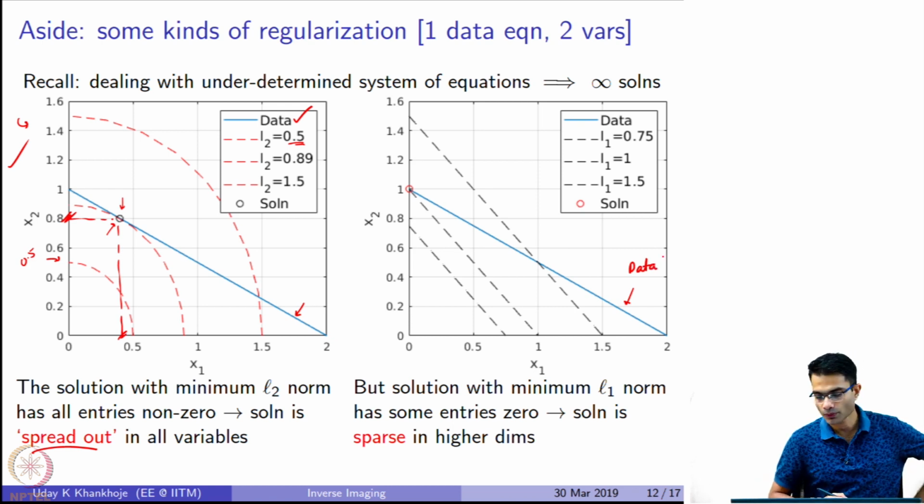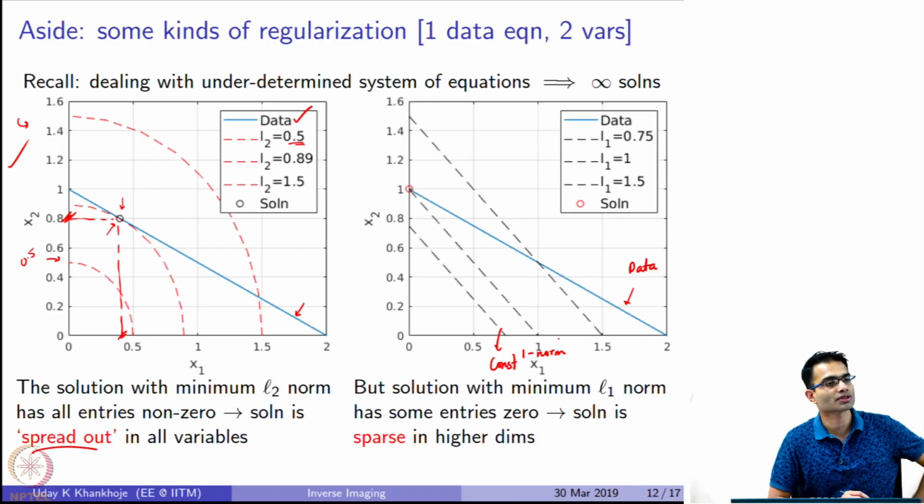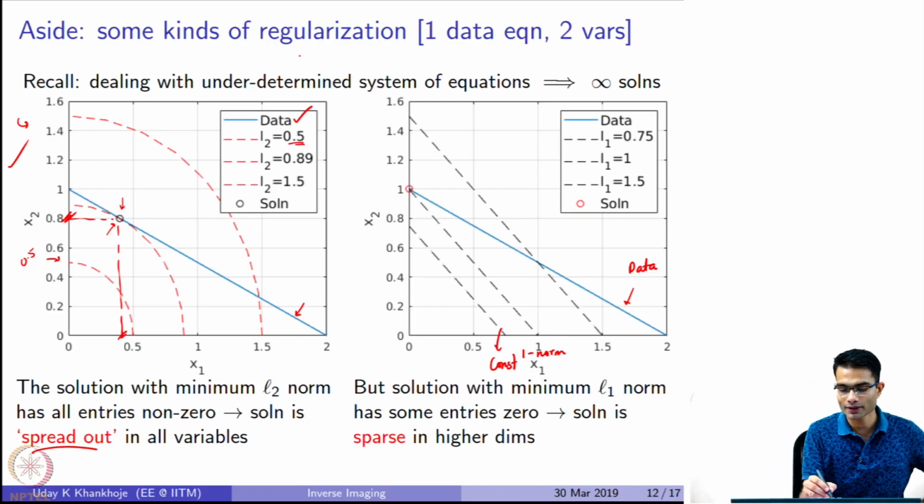In this data equation, what am I doing? I am plotting constant 1 norm solutions, because the locus for constant 1 norm is what? How do I define the L1 norm? Right, it is the summation of mod xi.